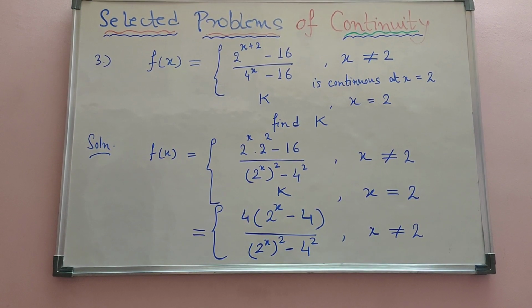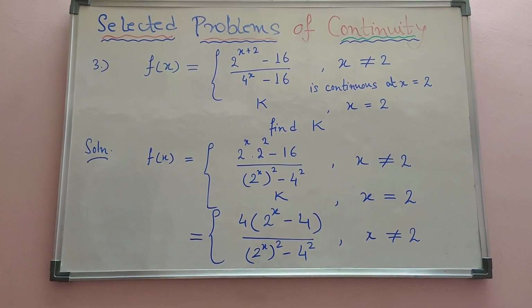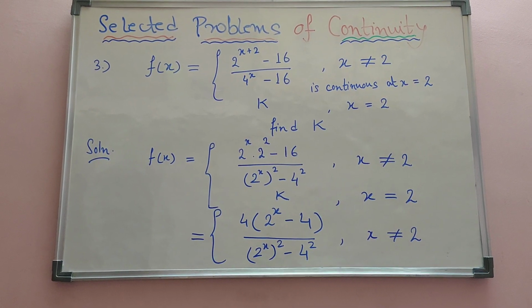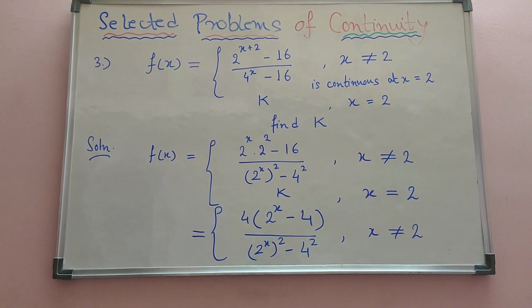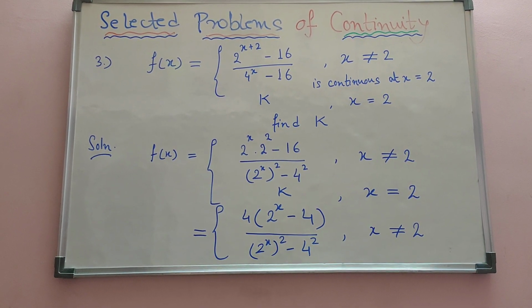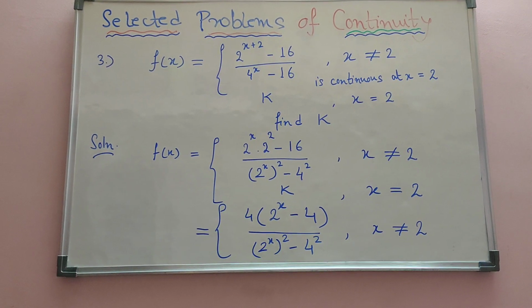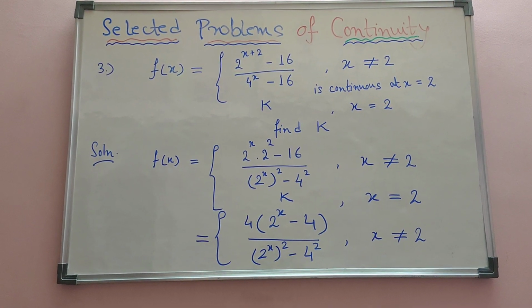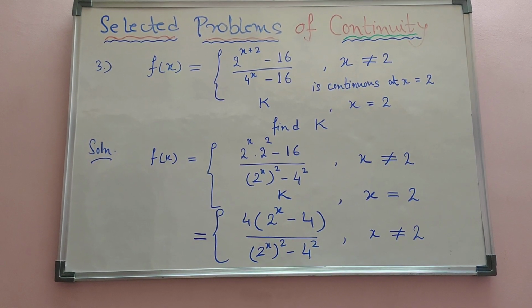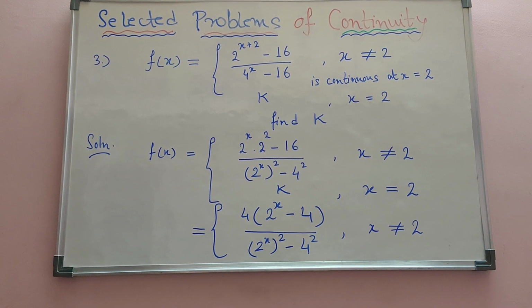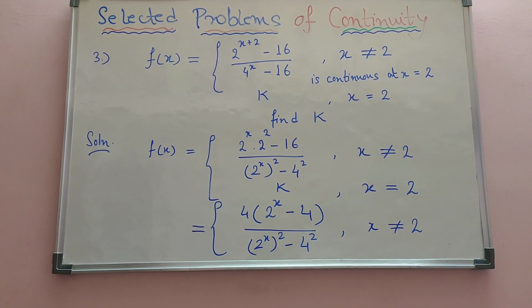In this case, we know 16 is a multiple of 4, so we can take out common 4. So inside the bracket it becomes 2 raised to the power x minus 4, upon 4 raised to the power x. According to the rule of exponents, we can make it 2 raised to the power x, to the power 2, minus 16. As you know, we can make it 4 square.